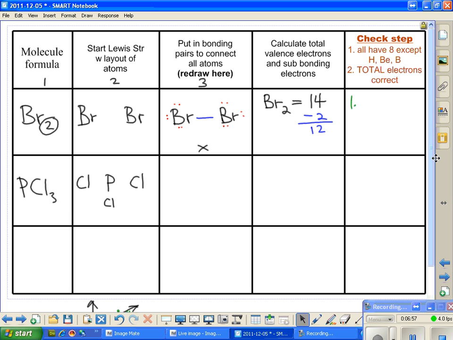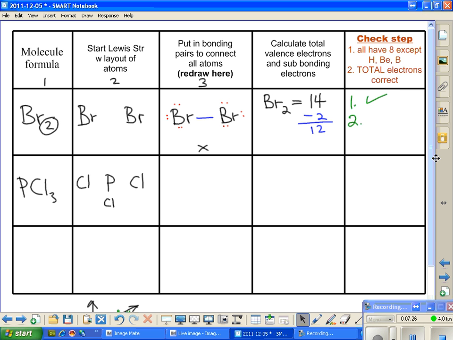So I can put a check mark there to say that I've done my bromines correctly and that I have, for check number 1, both of them have 8 electrons. Now I'm going to go to check number 2. My total electrons must be equal to 8. So I look at the bromine on the left. He has 2 on the top, 2 on the left, 2 on the bottom, and 2 to the right of him. That's a total of 8.